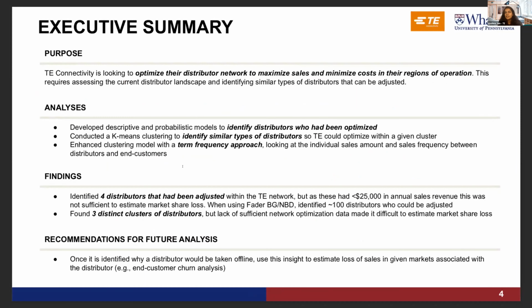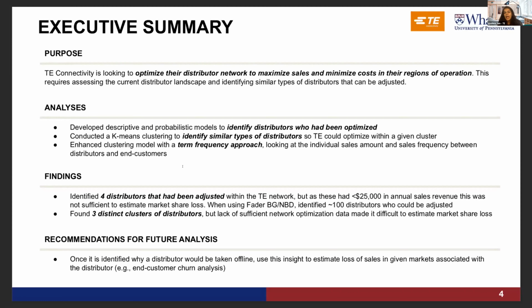The second analysis was to conduct a k-means clustering of distributors around similar sales metrics so that TE could then think about optimizing distributors within a given cluster. And then the last model was to enhance this clustering model with a term frequency approach. And this was essentially in response to having not so good results with the second approach. And we will talk about this in detail further.